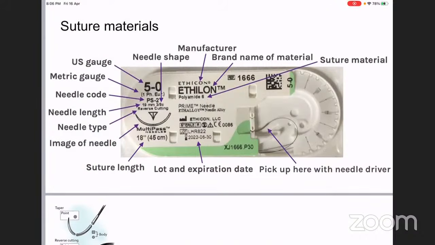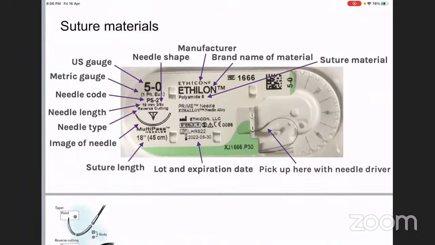Then what other specifications do you see? You see something known as US gauge. That will tell you the size of the suture material. Then can you see something that is written below PS2? There is something written there, 19 mm. That is the length of the needle. Then below it you see something known as reverse cutting, and below that you see an inverted triangle. That is the cross section of the needle.